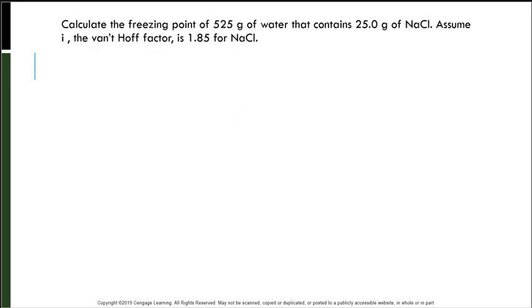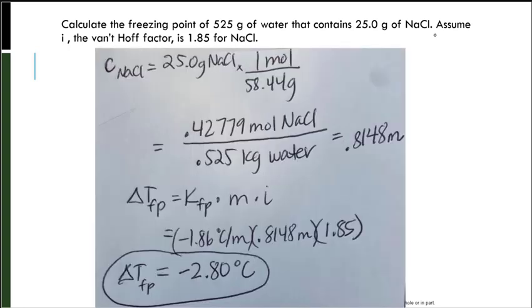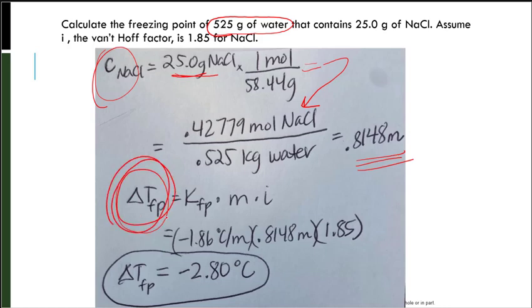For this one, we're going to find the freezing point of 525 grams of water that contained 25 grams of sodium chloride. Assume i, the van 't Hoff factor, is 1.85 for sodium chloride. So let's find the concentration here. I went from grams of NaCl to moles of NaCl, so I got 0.42779 moles. I'm going to divide it by my kilograms of water to get 0.8148 molality.